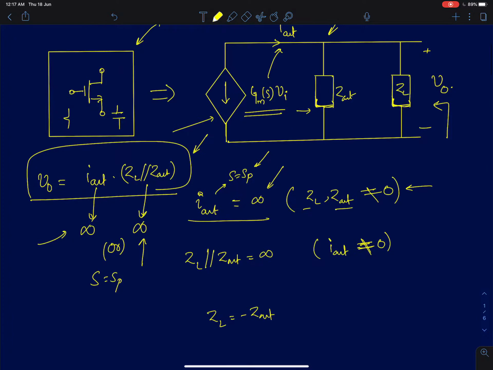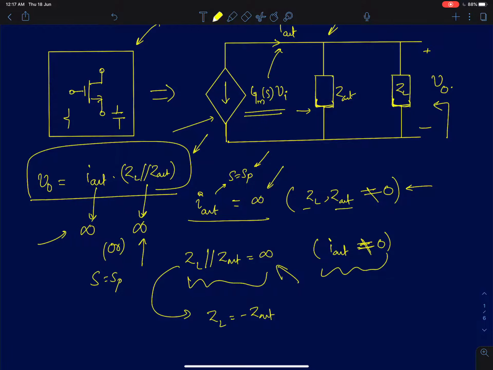In a similar way, we can use the converse of this condition, which is ZL parallel Z out being infinity. We saw that will be a condition for a pole. But at that value of S, your I out should not be equal to 0, because if your I out is 0 at that value of S, then there is a pole 0 cancellation. Again, you won't have a pole at that point. So when you apply this condition, you have to ensure that this condition is met.